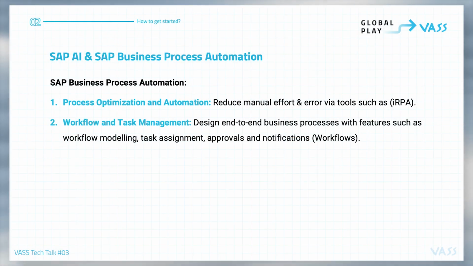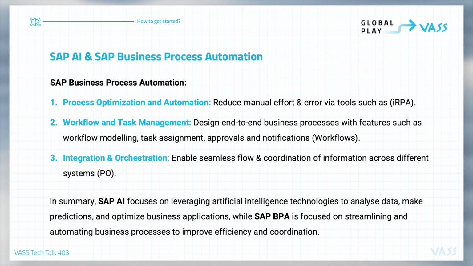Then second, we have the workflow and workflow management. That is pretty much straightforward. Workflows are automated processes that you would run in the background. They will take care of task assignment, approvals, and notifications. We will talk a bit more in a later slide here. And we have integration and orchestration. In short, it is what SAP PO was doing before. The process orchestration part is now one section of the SAP BPA.